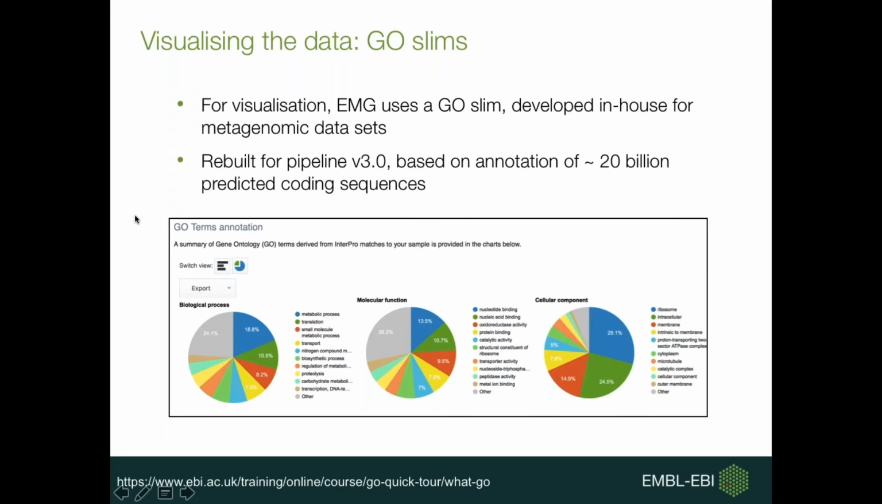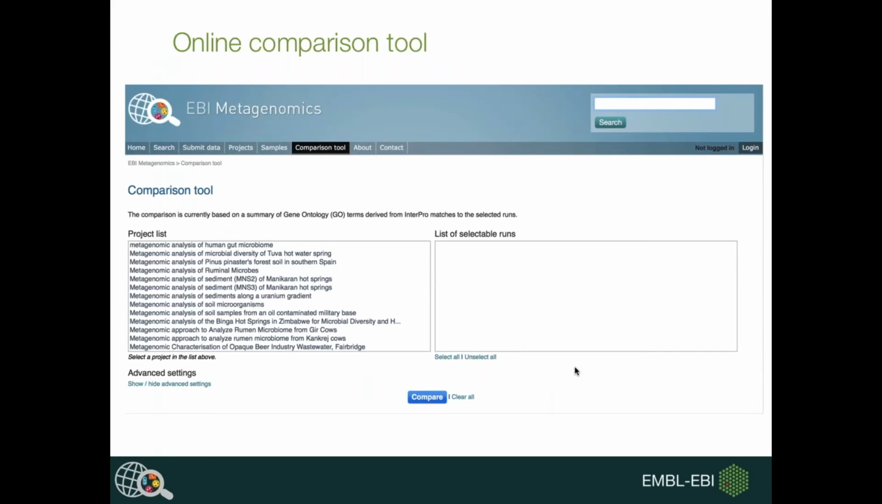But essentially, proteins have GO terms which can be very detailed. What we also have is what we call a GO slim, which is a way of summarizing the specific GO terms into categories, and these are used for visualization. So you can see you get these high-level visualizations of the functions and processes that the proteins in a particular run are involved in. The idea of these is that you can use them to quickly eyeball and compare different runs, and you can also do this using our online comparison tool.